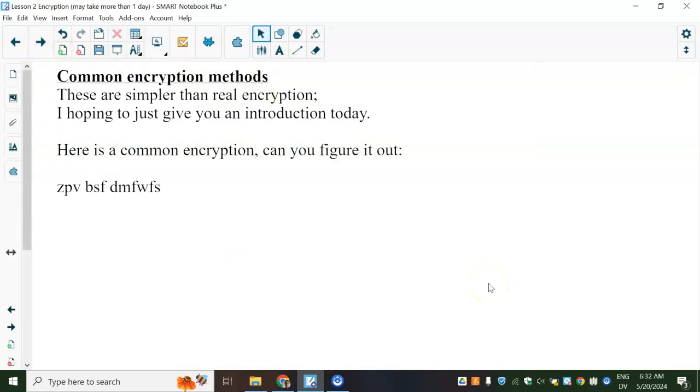Okay, so I just want to do a very, very basic one with you. This is kind of fun: if you want, pause the video and take a couple of minutes, and see if you can break this code. ZP VBSF DMFWFS. What does that say?